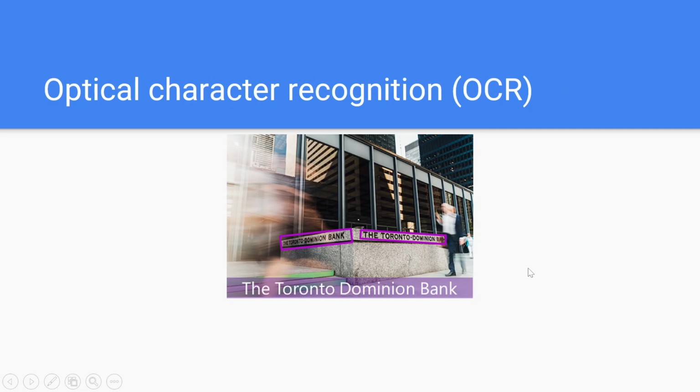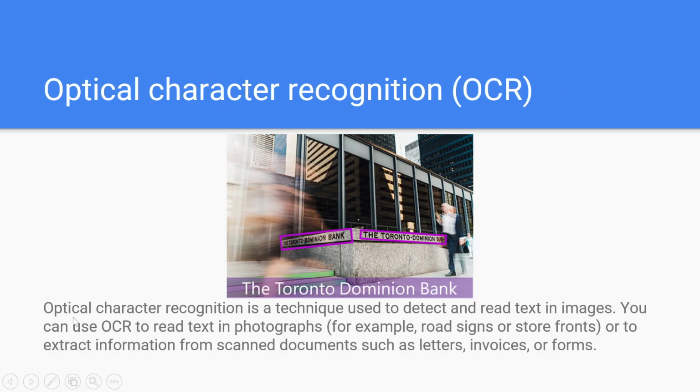Now we have optical character recognition, the OCR, which is very popular. Optical character recognition is a technique used to detect and read text in images. You can use OCR to read text in photographs, for example, road signs or storefronts, or to extract information from scanned documents such as letters, invoices, or forms. So here you can see in this image, the Toronto Dominion Bank has been detected.